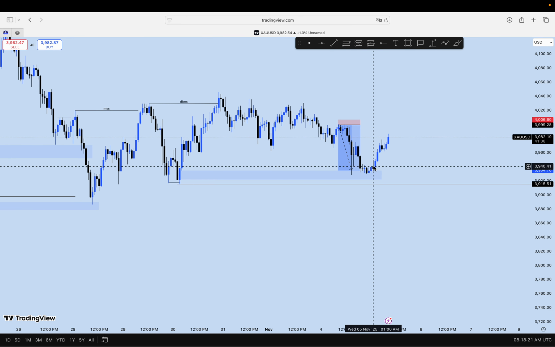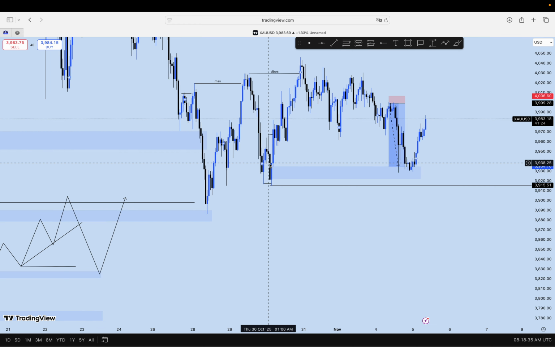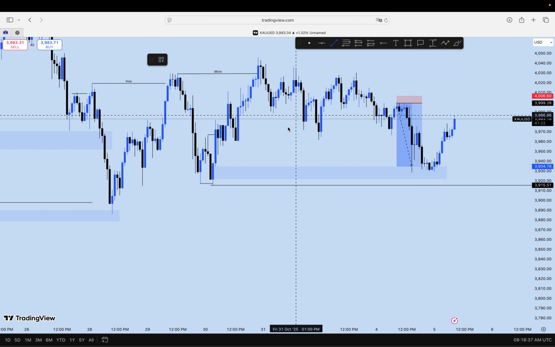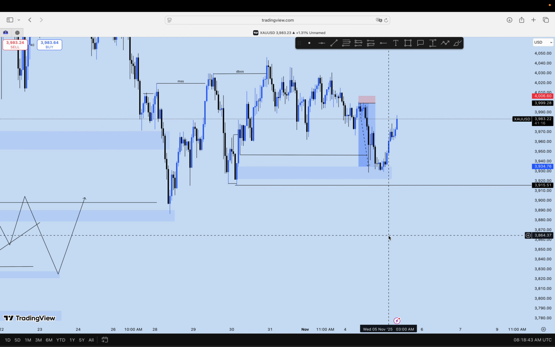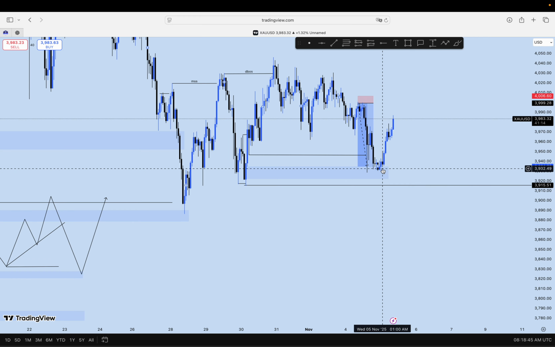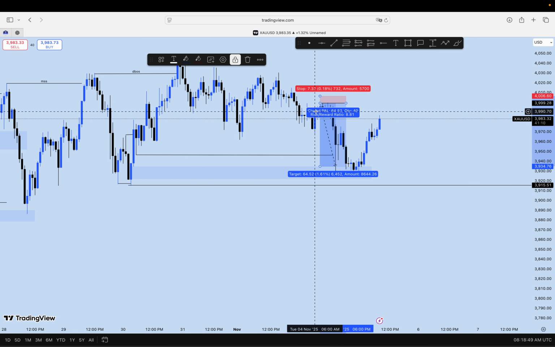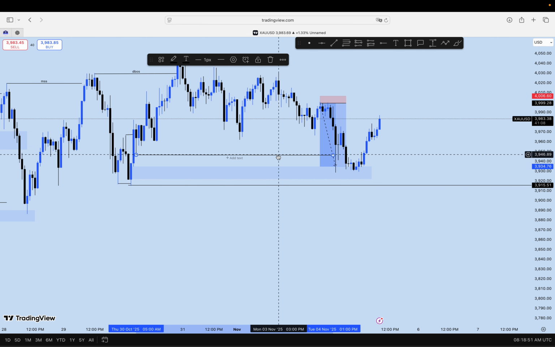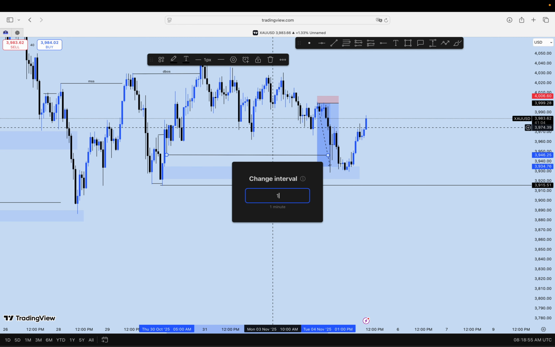Before this break of structure occurred, a market structure shift happened inside here, and we have this inducement liquidity. So price is respecting the zone. Anyways, I shared this trade with my community members yesterday. This is how the trade came about.